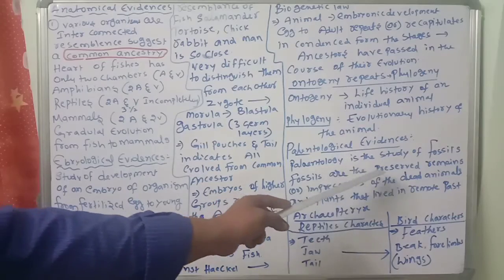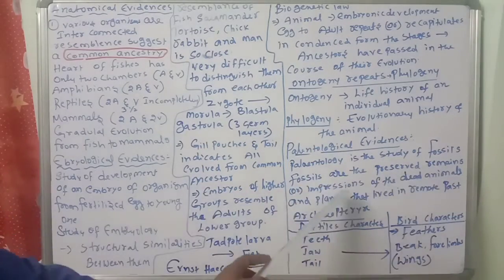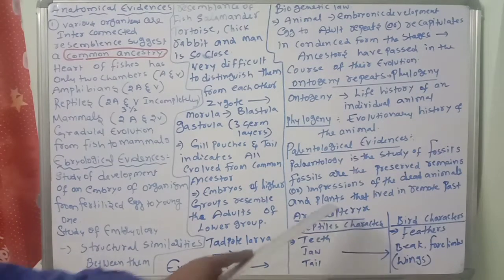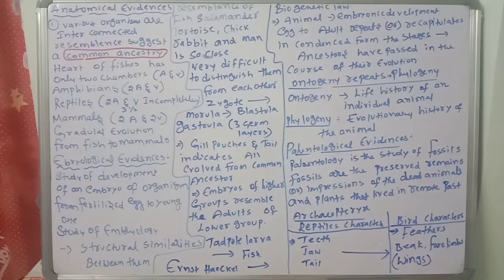Fossils are preserved remains or impressions. Remains means bones. Impression means some symbol of the dead animals and plants that lived in the remote past, some thousands of years ago. The study of those fossils is called paleontology. This is the most important point to remember.